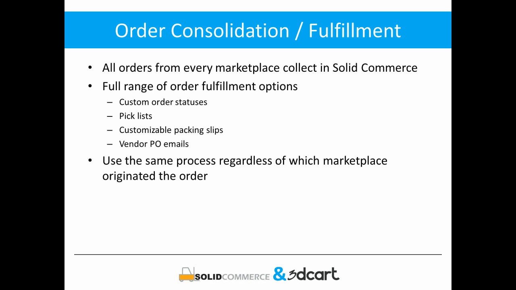We give you a full range of order fulfillment options, from custom order statuses that you can use, creating pick lists for picking items for shipping. We give you customizable packing slips that you can include in your packages. We can create vendor PO emails automatically, so every order into our system emails your vendor with the order details so they can drop ship for you. And you can use the same process for managing orders and fulfilling orders regardless of which marketplace originates the order.